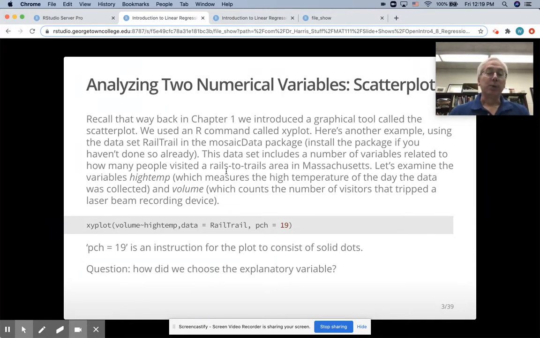And so we can use xyplot to plot this. Remember, we want to choose one of these to be explanatory, one of these to be response. And if you recall way back from Chapter 1, in xyplot, the response variable is the one that gets listed first. So I'm claiming that volume is response and high temperature is explanatory. So I'm going to give you just a few seconds. You might want to pause here to think about why we chose that.